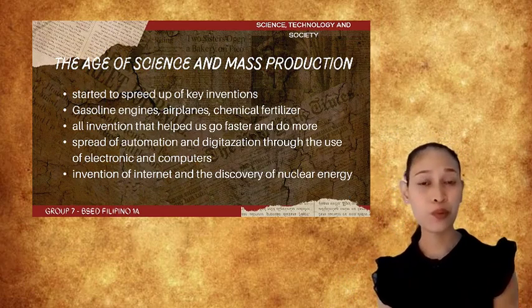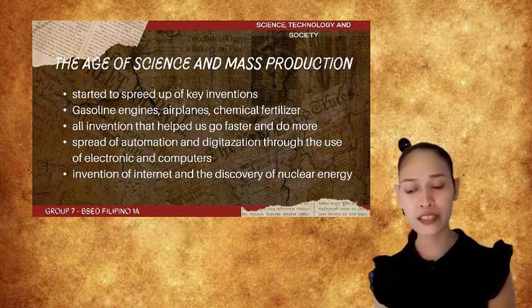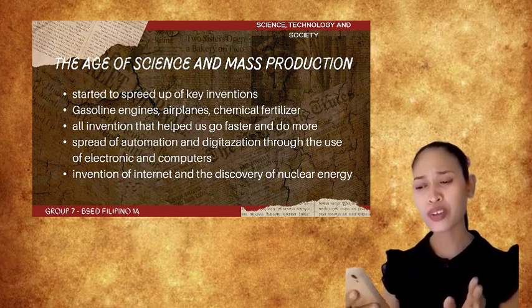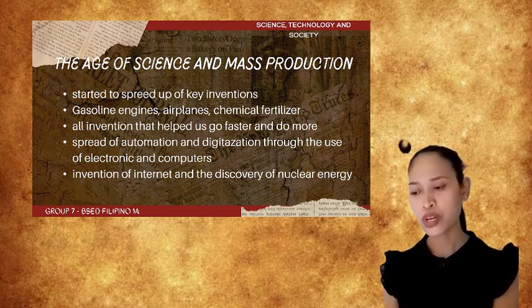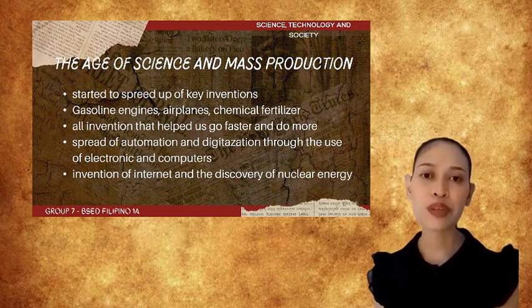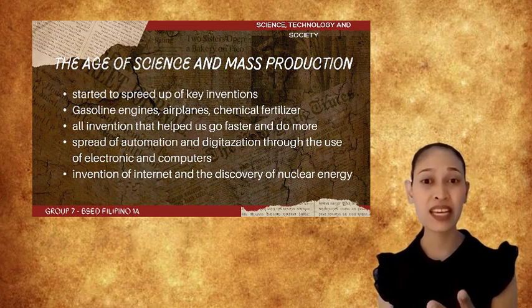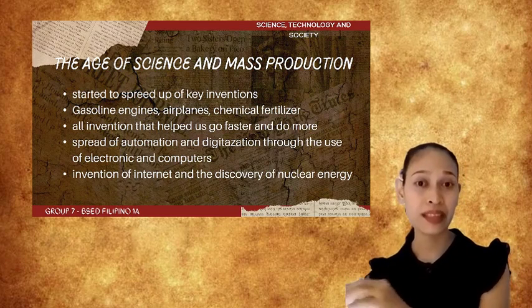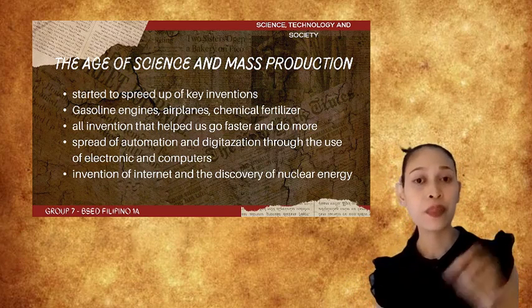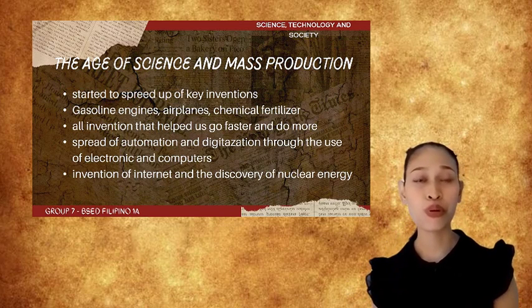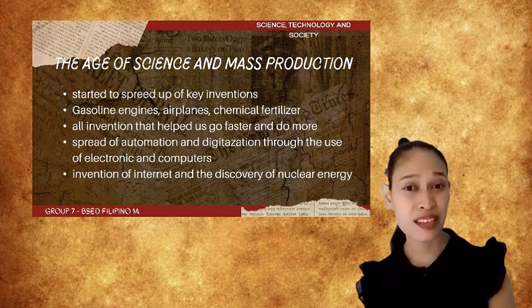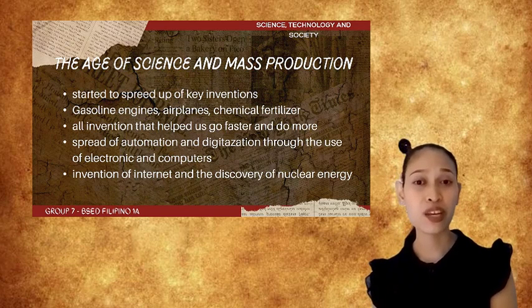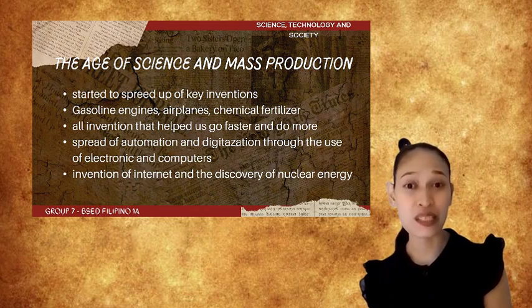Ang pangalawa naman pong uri ng First Industrial Revolution ay tinawag na the Age of Science and Mass Production, kung saan dito naman po na-invento yung mga key production or key invention, yung mga gamit na ginagamitan ng mga susi. Tapos dito rin po na-invento yung tinatawag na gasoline engines katulad ng airplane, at saka yung mga fertilizer na ginagamitan ng mga makina na nga at ng makina na di gasolina.